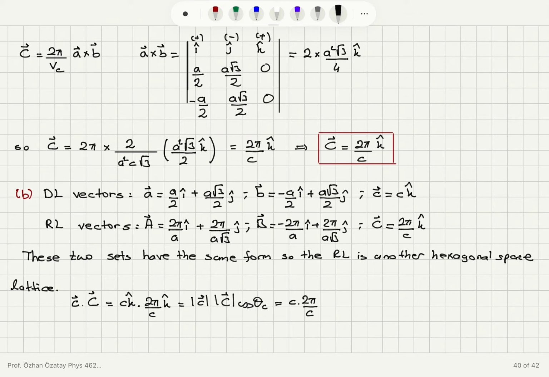The magnitude of the C vector, C k hat, is C, and 2 pi over C is the capital C vector magnitude, cosine theta C, and this must be equal to 2 pi. So I can see that cosine theta C is equal to 1. So this C vector is going to be parallel to the capital C vector. But let's take a look at the other two vectors.